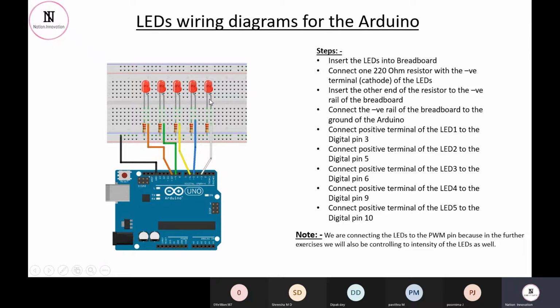Then we are connecting the anode of the first LED to pin number 3, the anode of the second LED to pin number 5, the third LED to pin number 6, the fourth LED to pin number 9, and the fifth LED to pin number 10. If you want to use 2 LEDs, you can use 2 LEDs. If you want to use 10 LEDs, you can use 10 LEDs. The reason why we are using this specific number of pins is the PWM functionality which we are going to learn today itself. Fine. So this was the connection part of the interfacing of these LEDs.